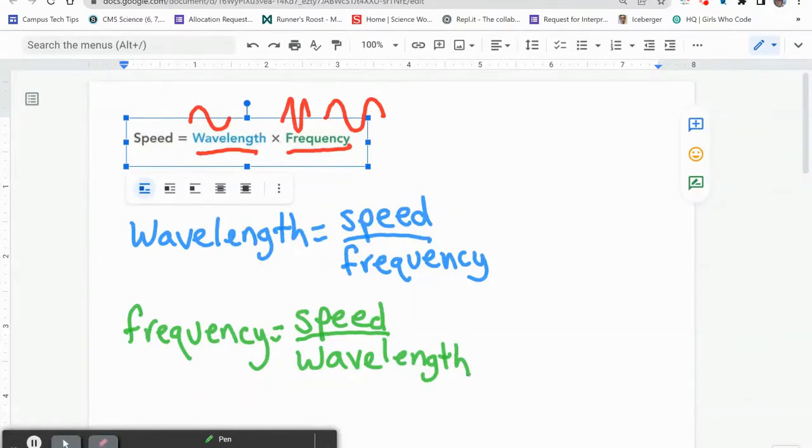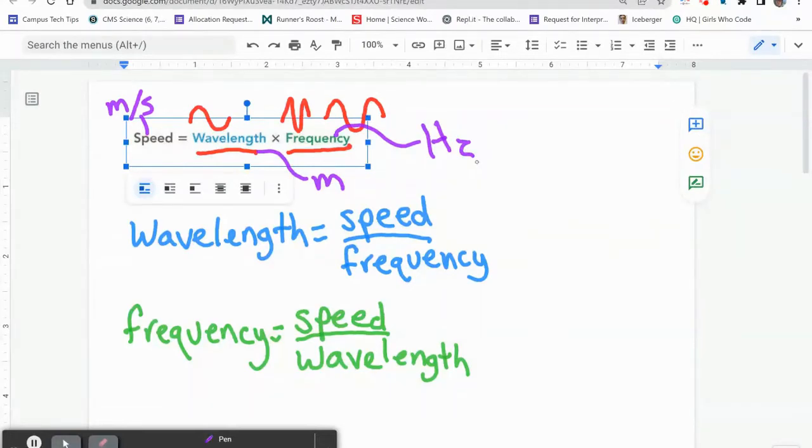But just as a reminder, before we move on, let's just go over the units that we'll be using. So for speed, our units here are going to be meters per second. For wavelength, our units are going to be meters. And for frequency, this is a new unit that you probably haven't heard of too much. This is going to be hertz.